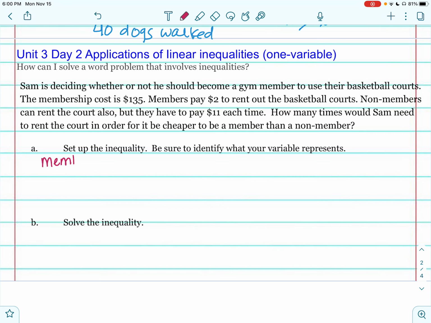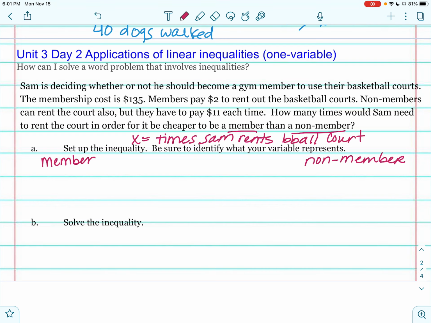Like, what are my things happening here? Look, I've got member and non-member. So this is where things are happening for me, either when I'm a member or a non-member. And what I'm really concerned about is how many times Sam goes to the gym. I should write: times Sam goes to the gym. Okay, so this is the number of times Sam goes, not just goes to the gym, but rents the ball court.